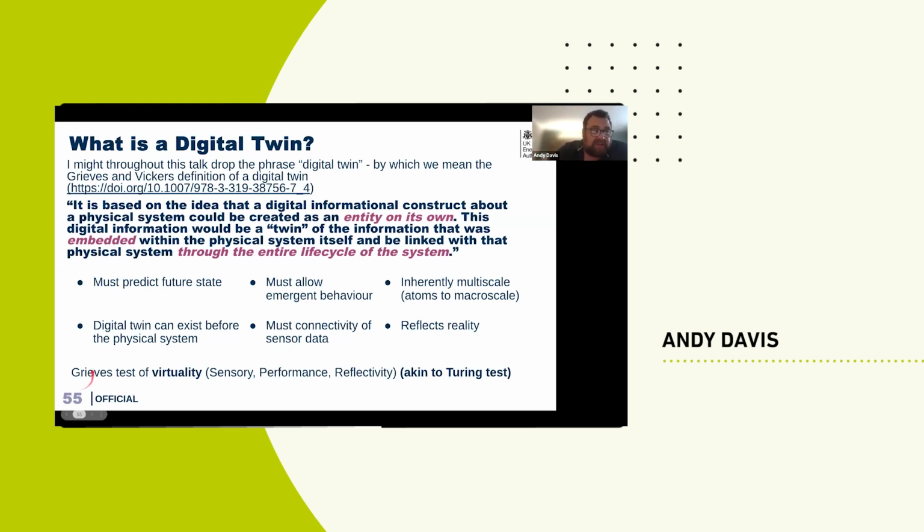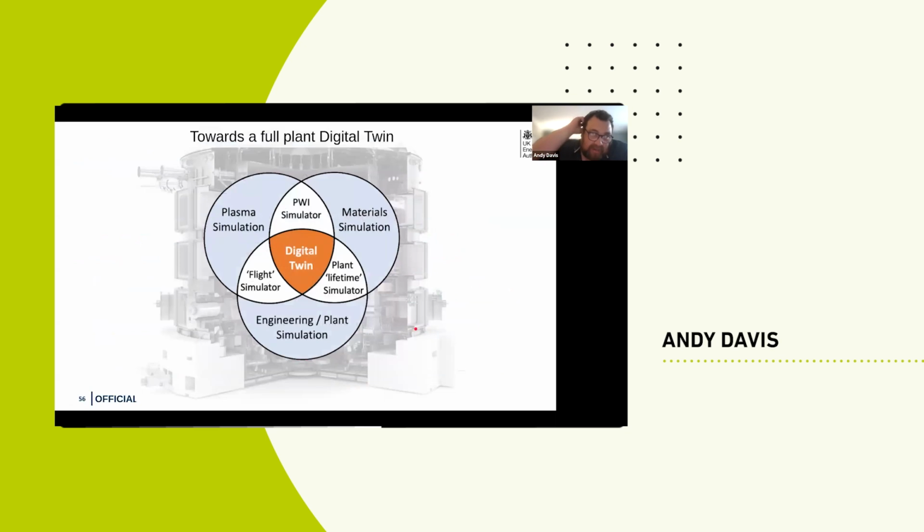Fortunately, Greaves has this test of virtuality, which is kind of like a Turing test for digital twins. So you can test whether you have what they would consider a digital twin by asking whether you meet these requirements. How we do that, we are marching towards this idea of a digital twin.